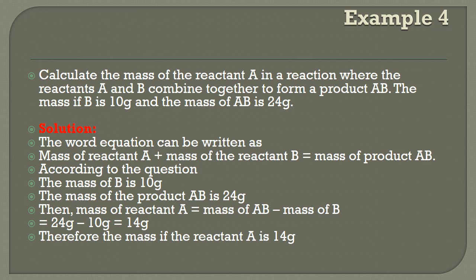Now, the solution. The word equation can be written as mass of reactant A plus mass of reactant B is equal to mass of product AB. According to the question, the mass of B is 10 gram. The mass of the product AB is 24 gram. Now, the mass of the reactant A is equal to mass of AB minus mass of B. That is equal to 24 gram minus 10 gram. It comes to 14 gram.